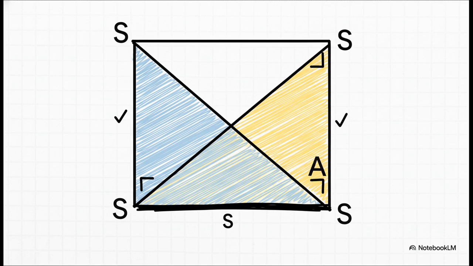Next, we know both corners of a rectangle are perfect 90-degree angles. So we've got a matching angle. And finally, if you look closely, both of these triangles actually share the exact same bottom edge. That's a common side, so we've got another matching side. And there it is, side angle side.